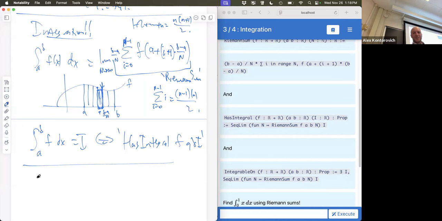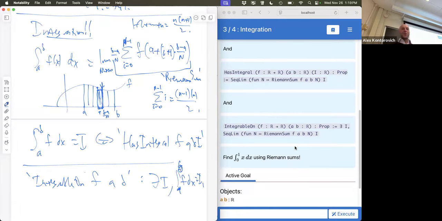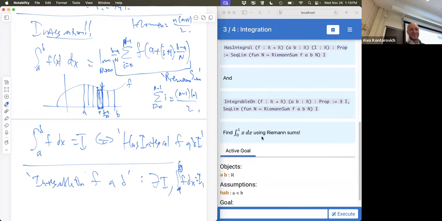Okay, so that's "has integral," and then "integrable on" is: you give me the f, you give me the a and the b, and there exists an I such that the integral from a to b of f dx is equal to I. All right. Let's compute our first integral. Maybe this is a quiz. I think this is a good quiz.